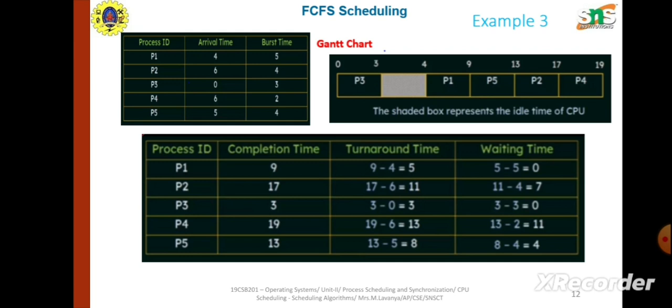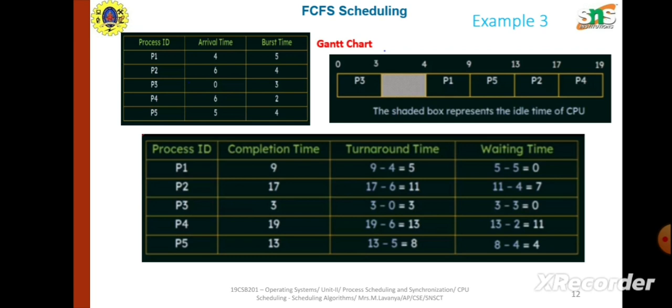Process P5 starts at 9 and its burst time is 4. So 9 plus 4 equals 13, the completion time of process P5. Then processes P2 and P4 arrive at 6 milliseconds and are in the queue. So we are considering that P2 arrives first, so P2 is allocated to the CPU. The starting time of process P2 is 13 milliseconds plus its burst time 4. 13 plus 4 equals 17, the completion time of process P2.